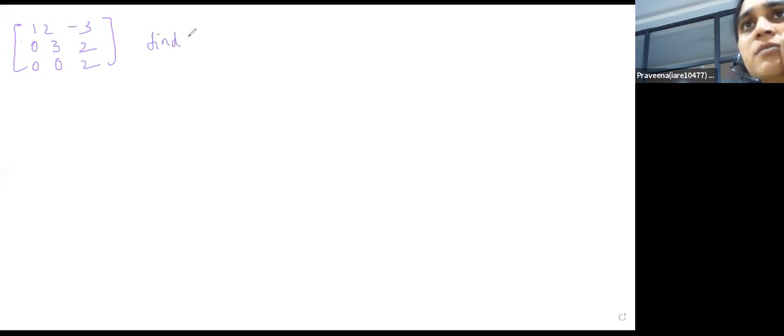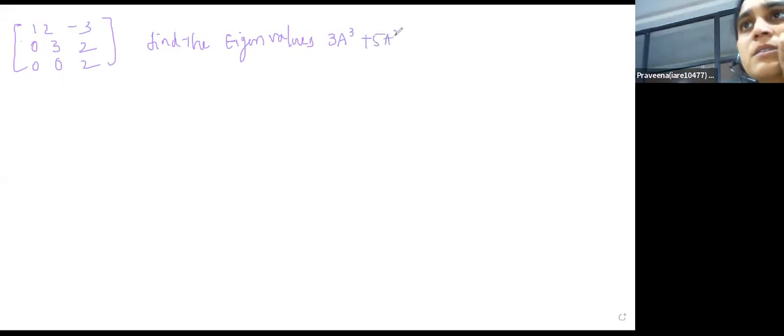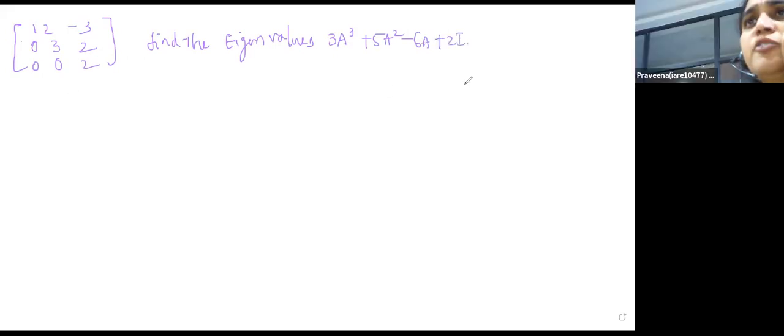Find the eigenvalues of 3A cube, first one. Next plus 5A square, next minus 6A plus 2I. Okay. Is there any idea to find out the eigenvalues for the polynomial?